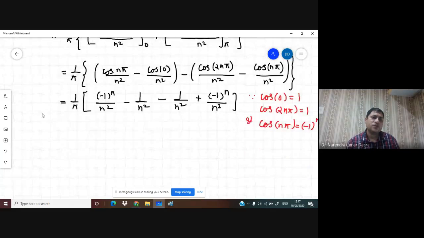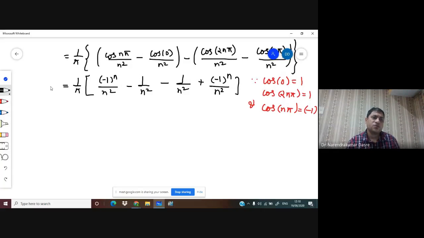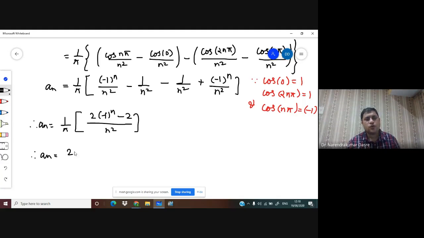Now simplify this. So we get an is equal to 1 upon pi. So we can have twice minus 1 raised to n minus 2 upon n square. So we get here an is equal to 2, and here we get minus 1 raised to n minus 1 upon n square pi. Okay, so here we have to be careful that this value depends on n.